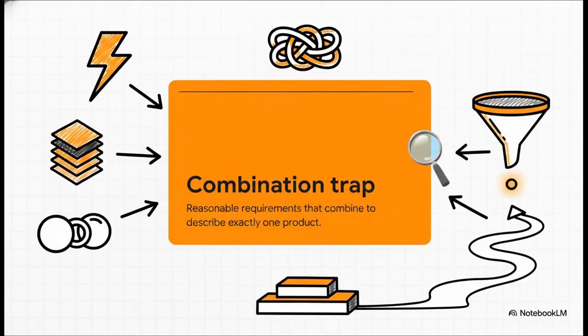The combination trap is honestly fascinating. Imagine a spec asking for sub-2 millisecond write latency, NVMe over fabrics, and active-active clustering without additional licensing. Individually, every single one of those specs is totally fair and achievable, but combine them all together, suddenly you've created an exclusionary filter that describes exactly one product on the entire market.